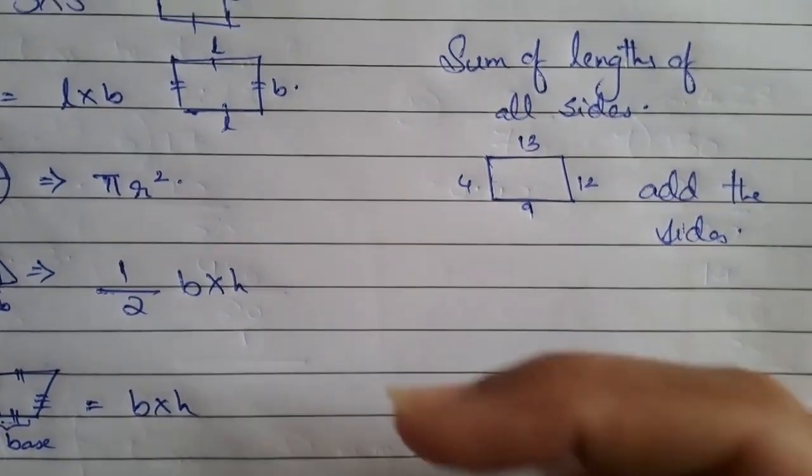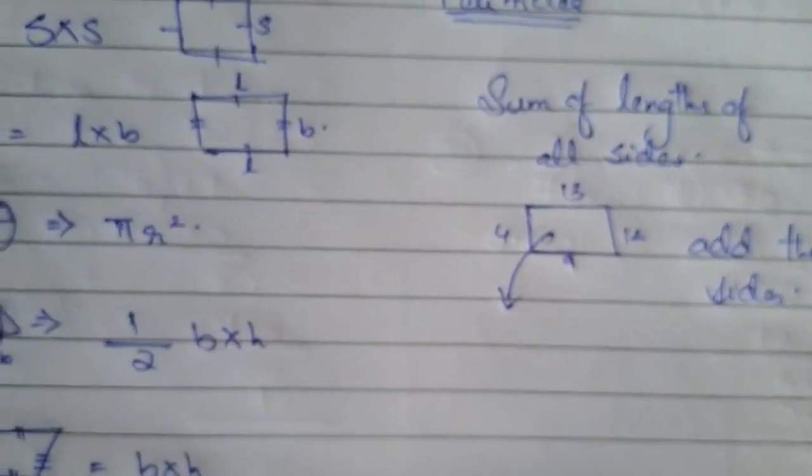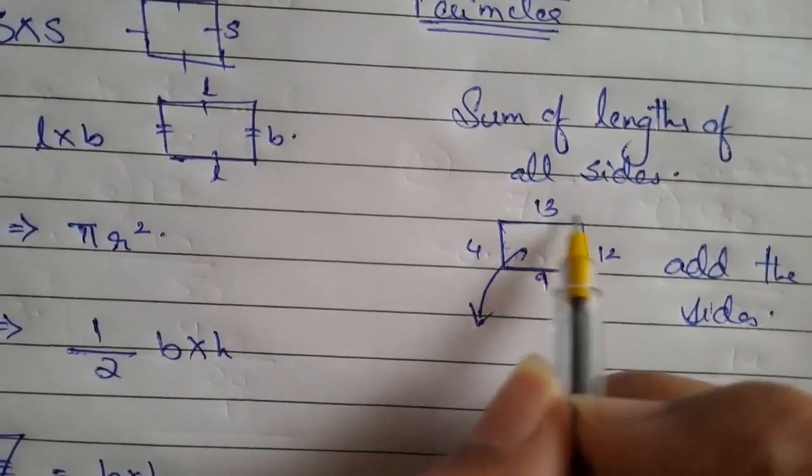That's the perimeter. So the perimeter for this particular shape, though it may seem to be like a rectangle, but it is not, because I've written different values here.